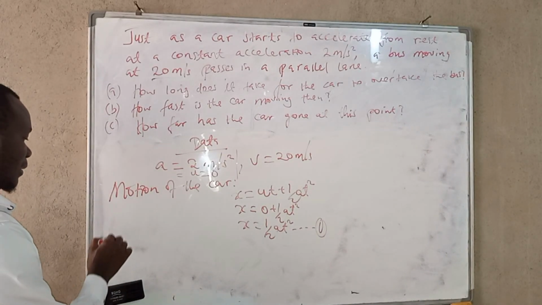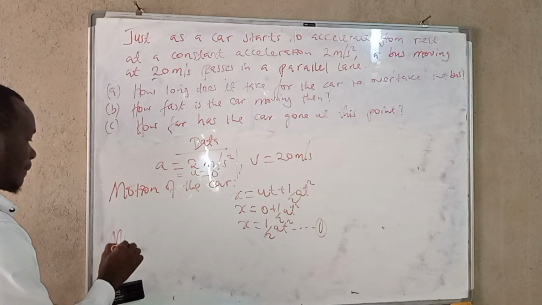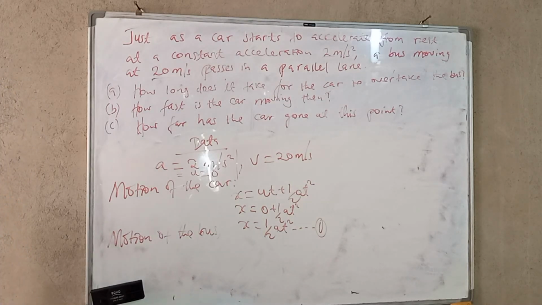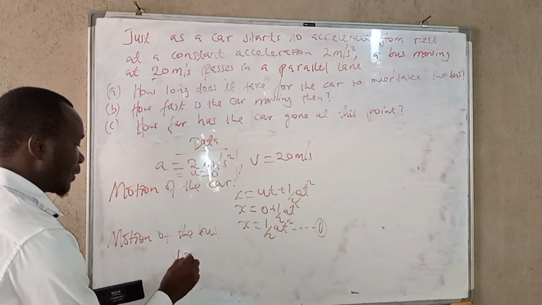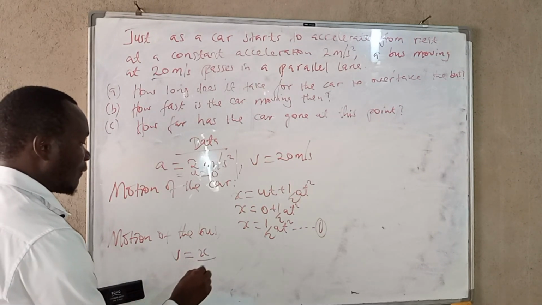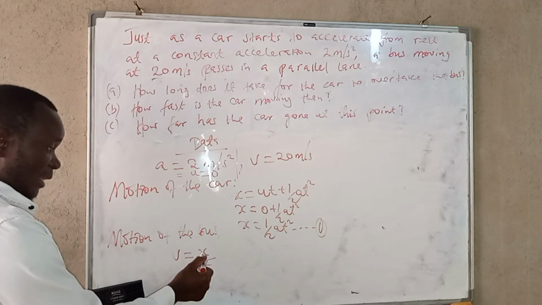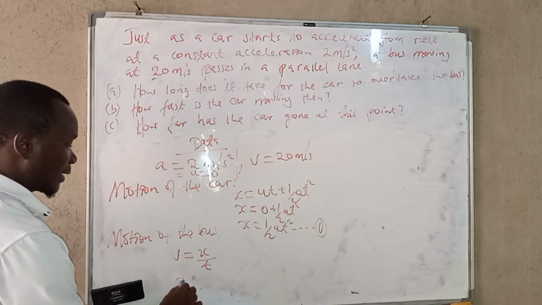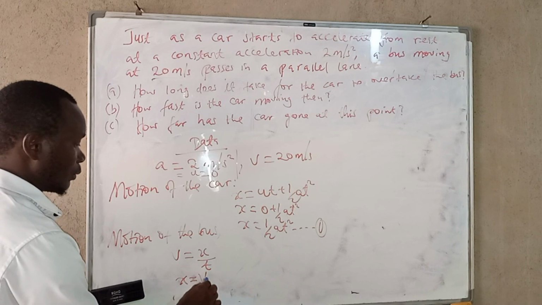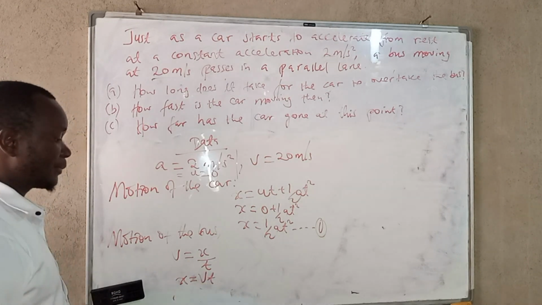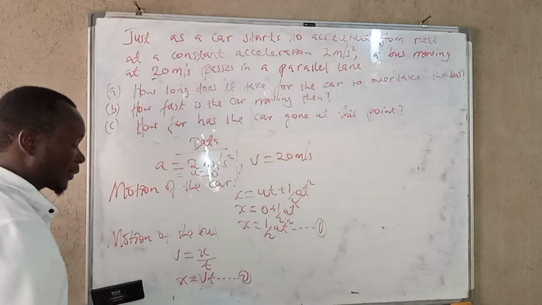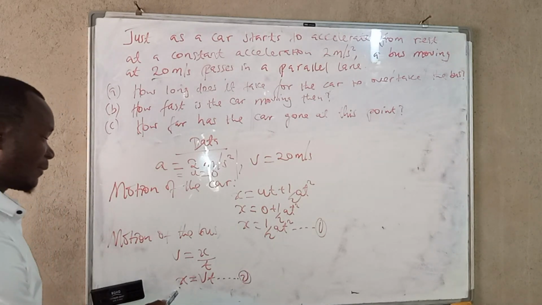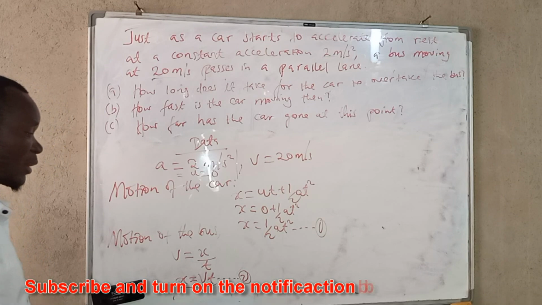For the bus, motion of the bus, it is moving at a constant velocity, and we know that velocity is equal to displacement over time. Making this the subject, we are going to have x is equal to vt. So let us call this equation 2. And this is the equation for an object that is moving at a constant speed.